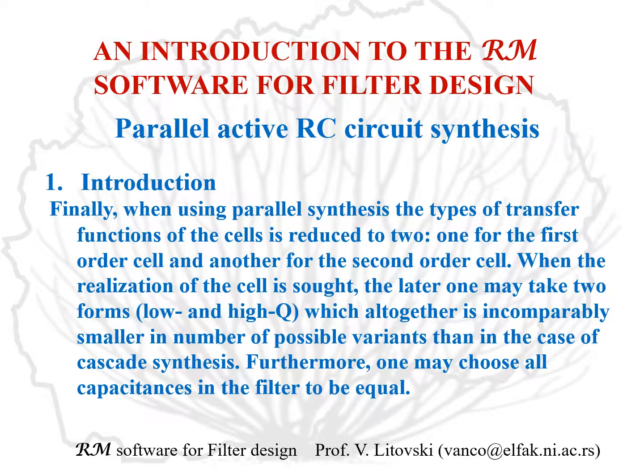Finally, when using parallel synthesis, the types of transfer functions of the cells is reduced to two, one for the first order cell and another for the second order cell, which has two variants, low and high. When the realization of the cell is sought, the latter one may take two forms, low and high, which altogether is incomparably smaller in number of possible variants than in the case of cascade synthesis, which is very convenient from the programming point of view.